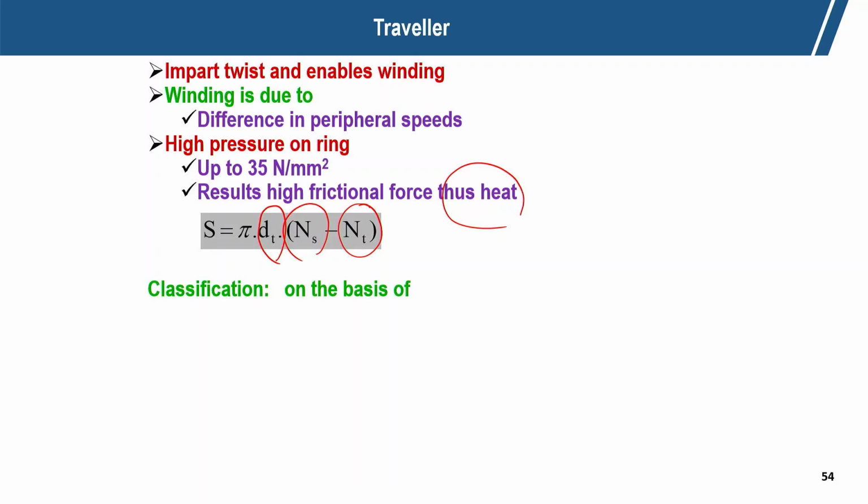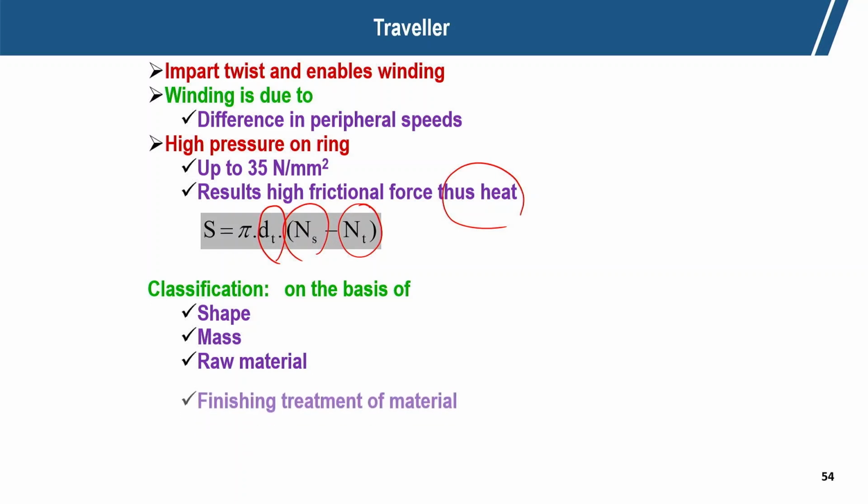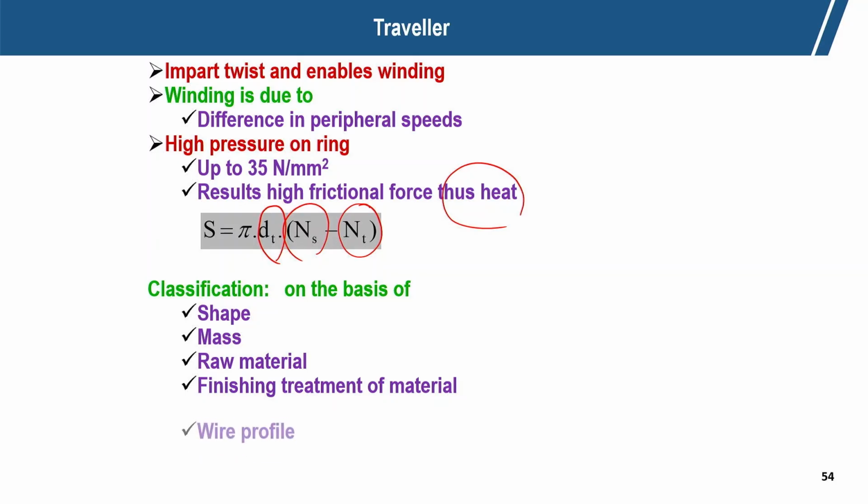So, the traveler can be classified based on the shape of the traveler, mass of the traveler and its raw material, finishing treatment of the material, wear profile, and arc height. There are various ways to classify the traveler. Let us see them one by one.